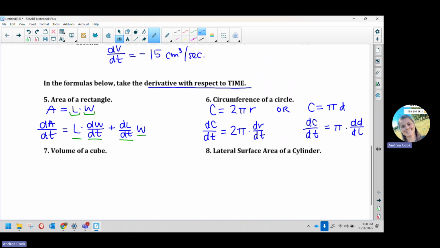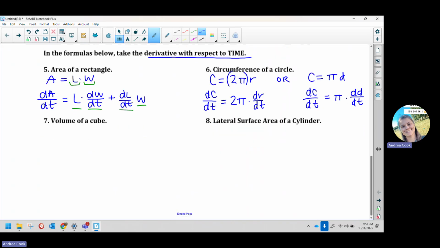Can we take either of those? Either, yeah, and in our word problem, if you're given diameter instead of radius, you might want to use that formula. But pi is a constant, so you're doing the constant times the derivative of the function. Just like when we did the derivative of 4x squared, it became 8x. Yep.